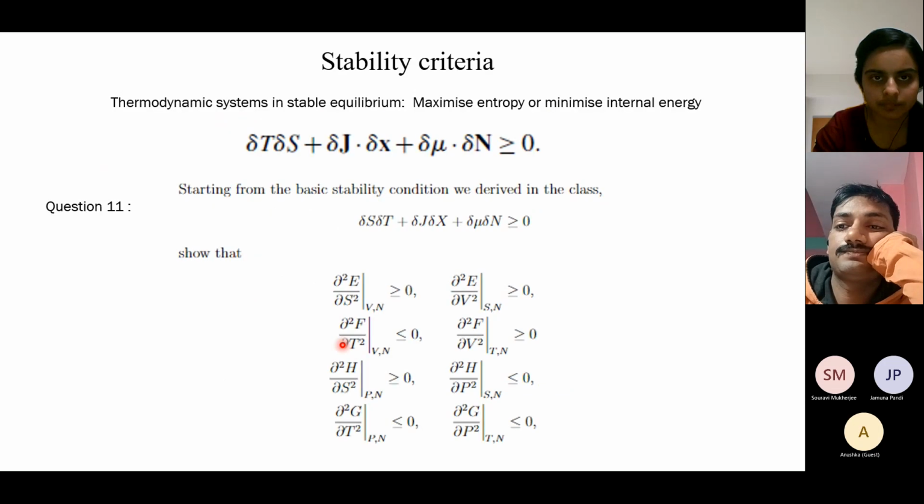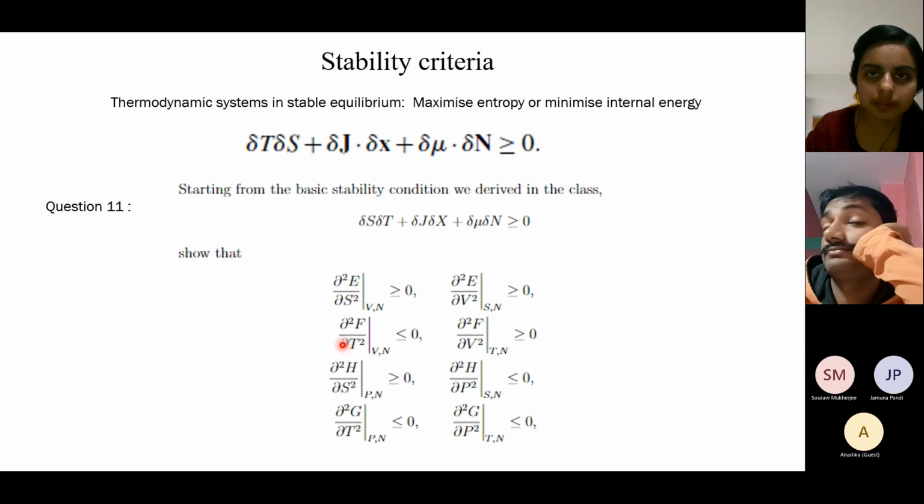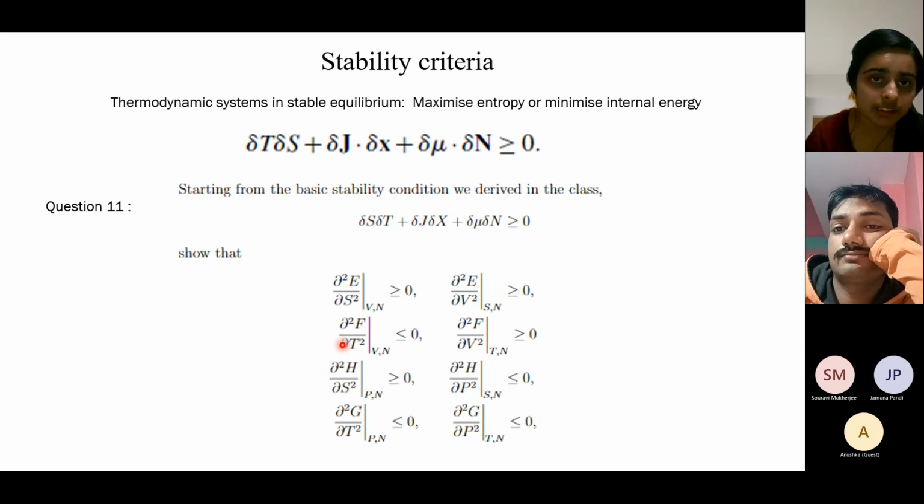Okay. So now this is another very important part of thermodynamics, the stability criteria. So I think this is already discussed in your class. So the derivation is mostly based on this fact that when thermodynamic systems try to reach stable equilibrium, they either have to try to maximize the entropy or minimize the internal energy. And from there, this is the general expression that we get. So here J is the generalized force, X is the generalized displacement.